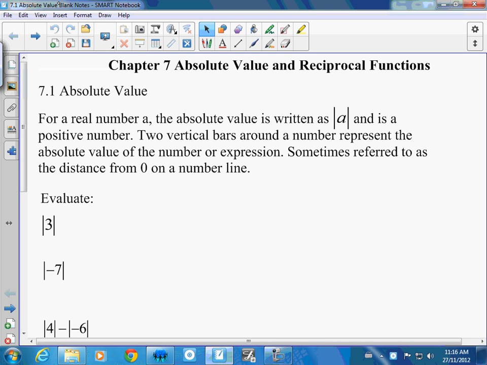Okay, next unit, chapter 7. Now what we're going to do is apply all the same concepts we did with rationals, with graphing, with intercepts, with all that stuff, but we're going to apply it to absolute value and reciprocals.